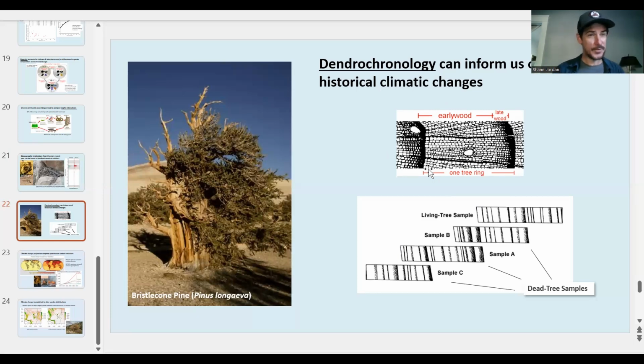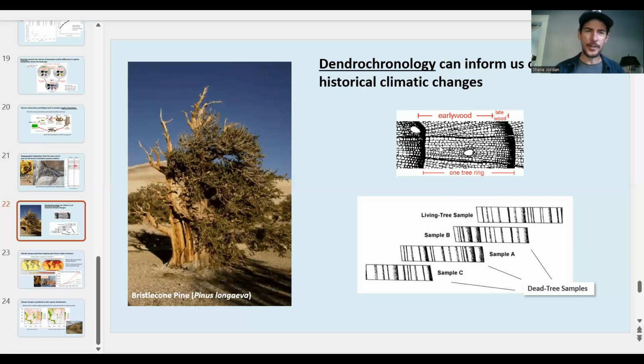And as the name sort of suggests, early in the season is when these plants will put down their early wood, so during, say, the spring and the summer. And then toward the end of the growing season, late summer, maybe very early fall, they'll put down this stuff called late wood. And each individual tree ring is composed of both early wood and late wood.